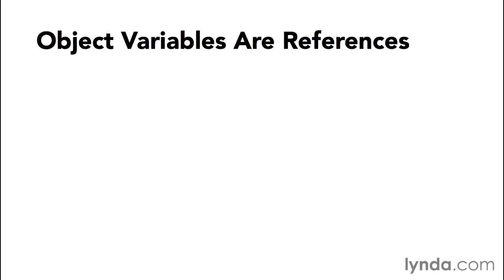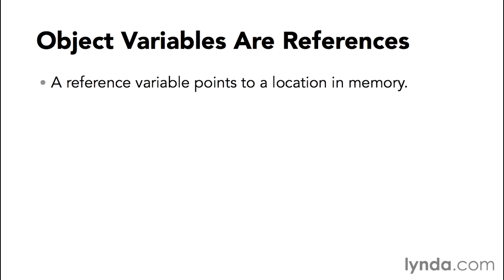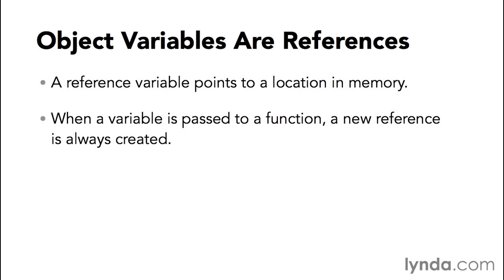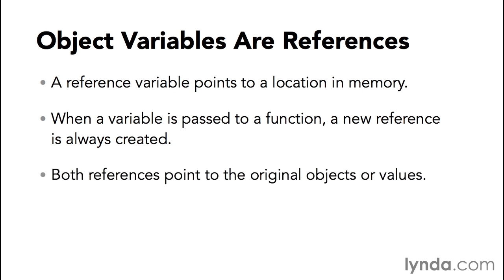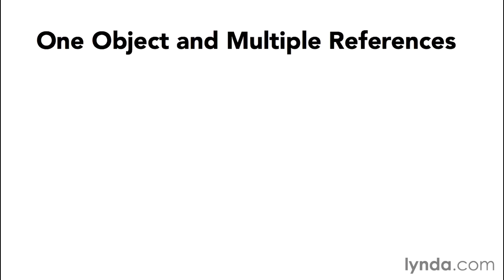And let's take a third example, an object variable or reference variable. Remember that I've mentioned that reference variables point to an object in memory. So when you pass the variable to the function, a new variable is made, but it's pointing to the original object. And so you now have 2 references pointing to the one object. And if you change the object, it's pretty obvious what's going to happen.